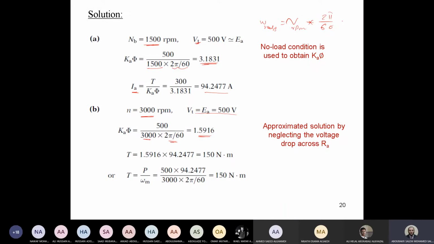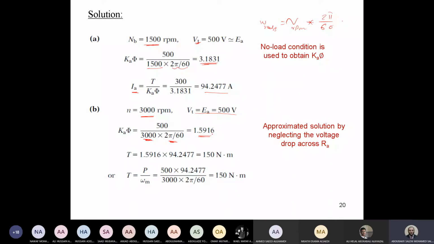Okay? So we can assume now that V terminal equals EA because the losses are neglected, which means the resistance can also be neglected. To simplify the solution and obtain the value of K phi, we assume the voltage drop on resistance is neglected. So V terminal equals EA, equals the supply voltage of 500 volt. So Ka phi equals 500 over speed in RPM multiplied by 2 pi over 60 to get it in radian per second. And this is now the value of Ka phi.